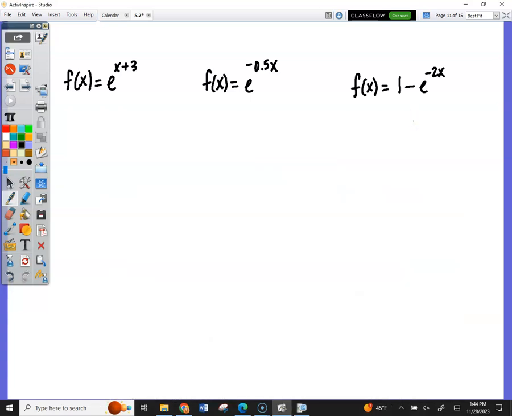So looking at this one. Left 3. This is the mother function e to the x doing what? Left 3. It's going left 3. So if you look back at that last slide where we sketched e to the x, now just sketch it left 3.